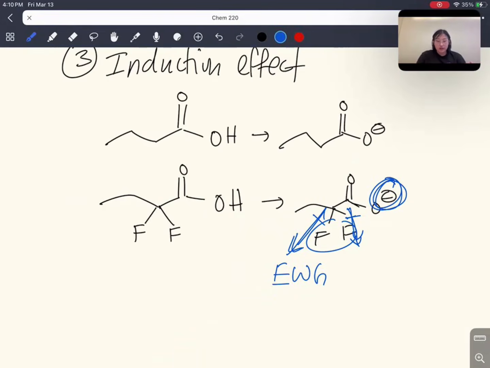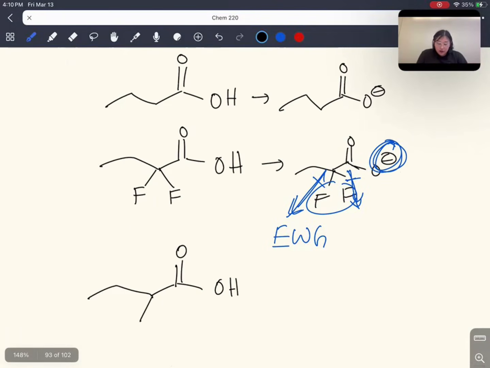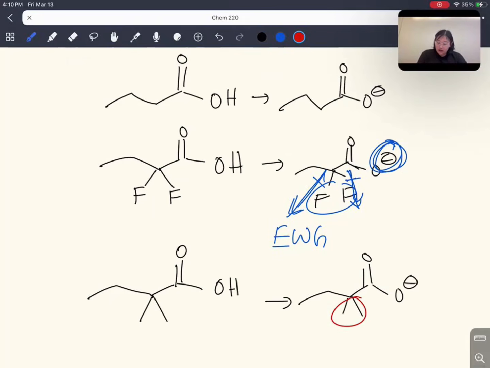But now let's compare it. It's like the opposite, right? So similar to there being electron withdrawing groups, we also have something called electron donating groups. Electron donating groups donate electrons to their neighboring atoms, right? An example of an electron donating group is alkyl groups.